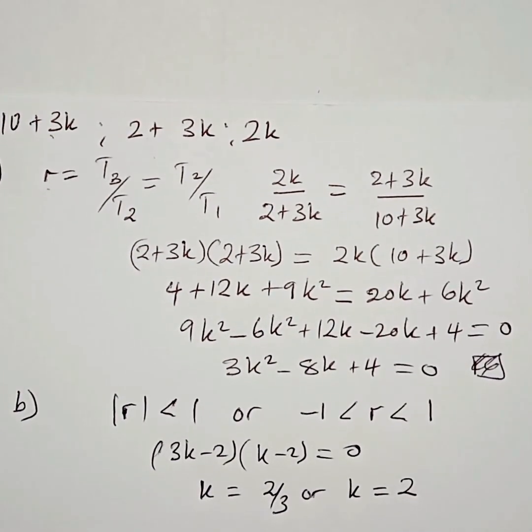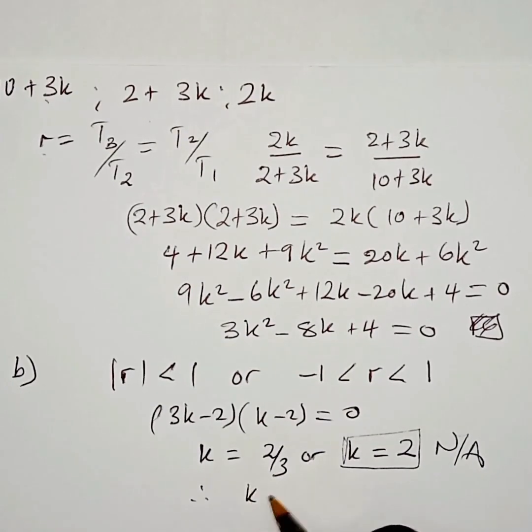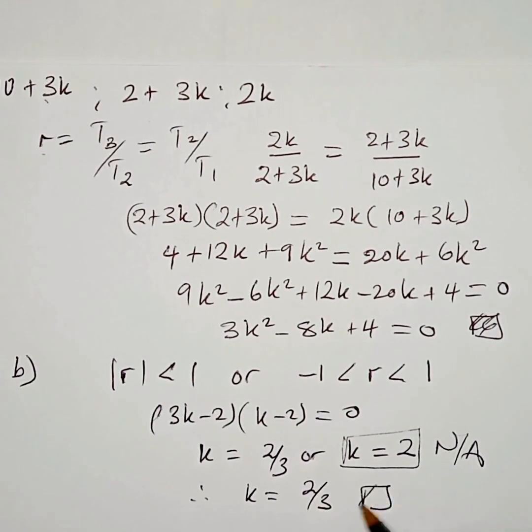But you remember the condition says given that the sequence converges. So this value is out. It's not applicable because it's not in this range. All right. So we say, therefore, k is equal to 2 over 3. So that is the value of k.